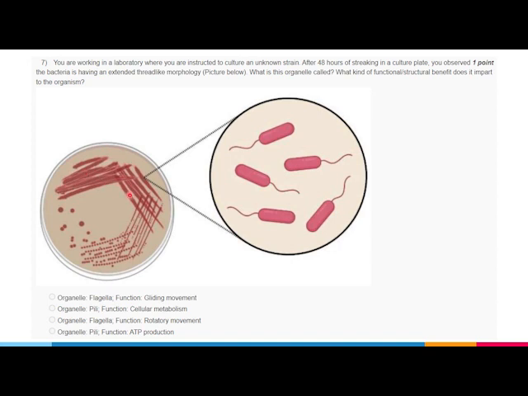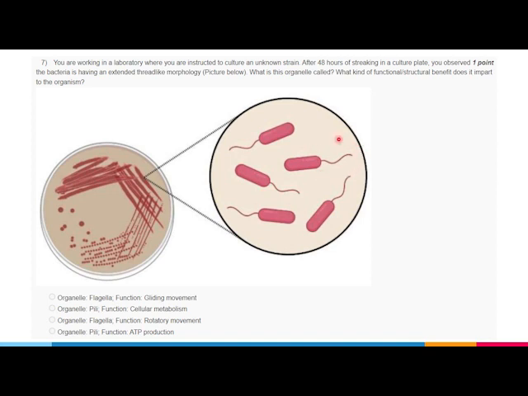So you streaked it out, you look into the colonies at high mag, and you see that the bacteria looks something like this. As we have just seen, it is a bacillus, a rod shape that we saw at the start of the slides, and it has some extended structure such as this. The question is, what is this extended structure that we are looking at?